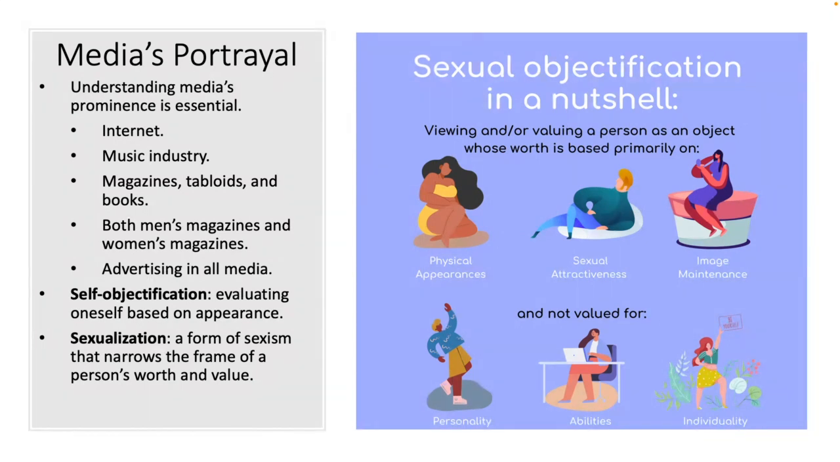self-objectification, which is evaluating yourself based on appearance only. And as you can see from this image here, this top row is sexual objectification. And so we tend to base it on physical appearance, how sexually attractive a person is, and how well they maintain their image. And people are not valued for this bottom row where we talk about personality. What are their abilities and what is their individuality? Another concept when we think about media's portrayal of sex is sexualization, which is a form of sexism that's really narrow, and it frames the person's worth and value based on their sexual aspects.